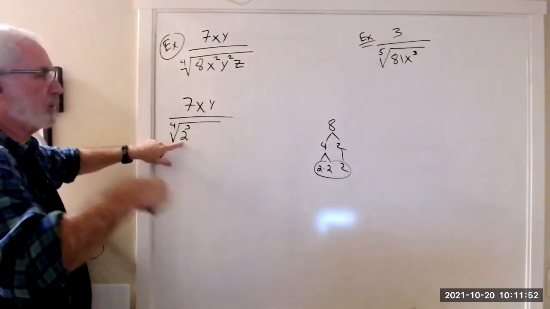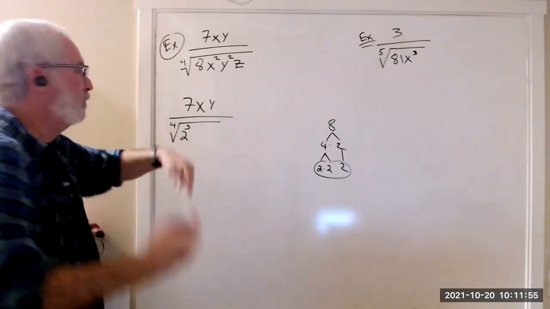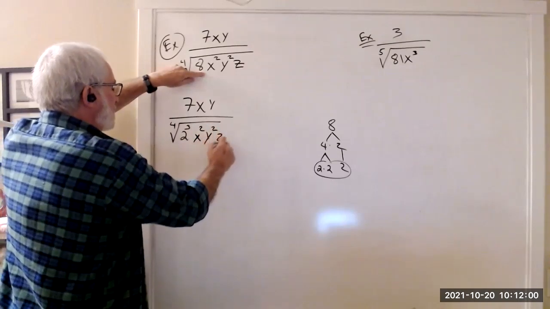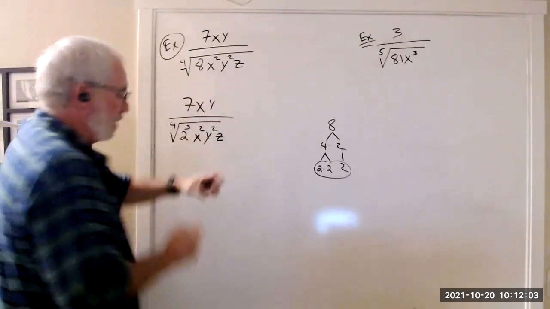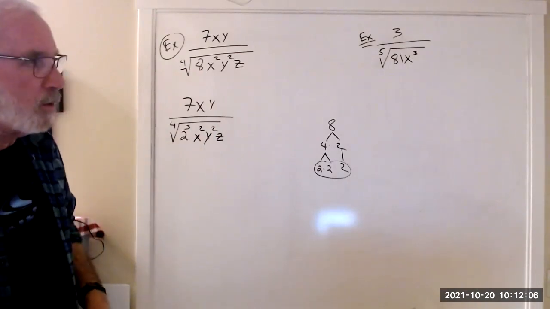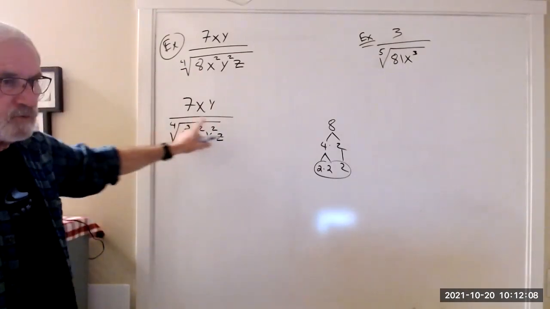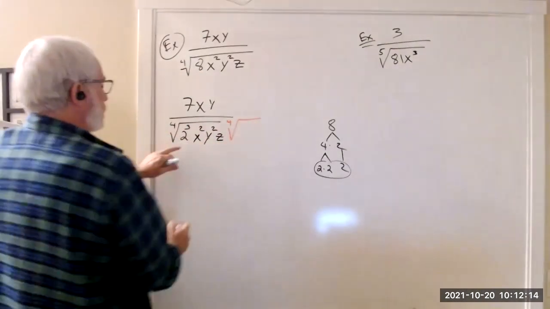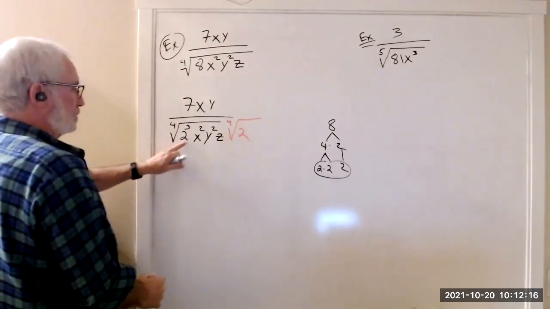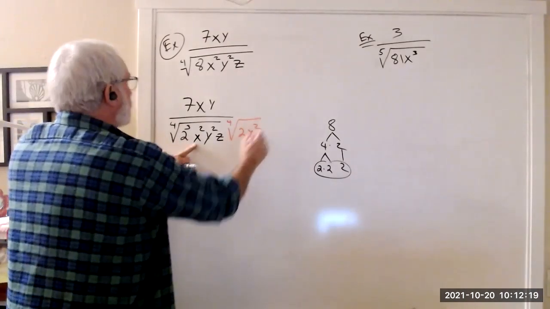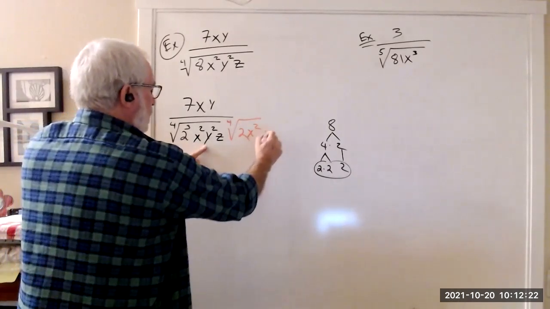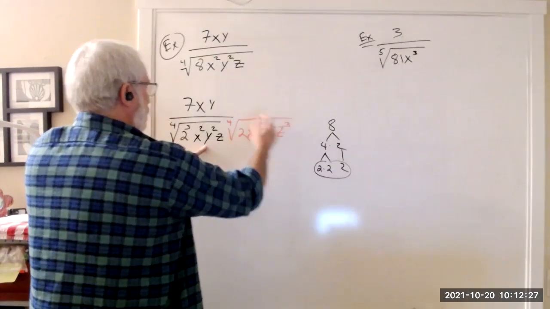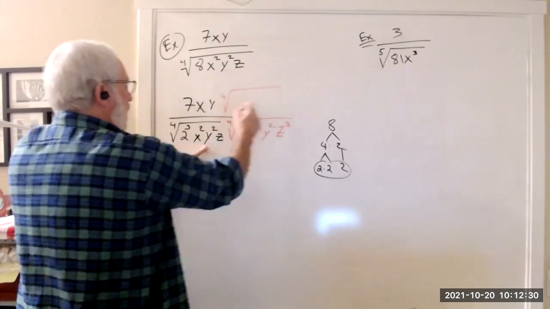But if you've been doing your homework a lot, that just keeps coming up over and over again. Then we have x to the second, y to the second, z. So now I need to turn everybody in here into a fourth power. So I'm going to multiply this by the fourth root of, I need a 2, I need an x squared, I need a y squared, and I need a z to the third. And I need to do the same thing to top and bottom.